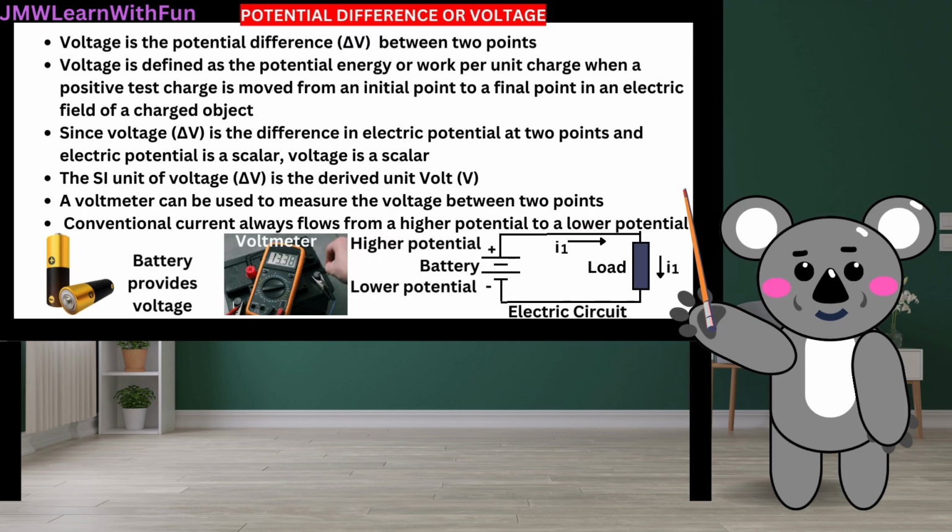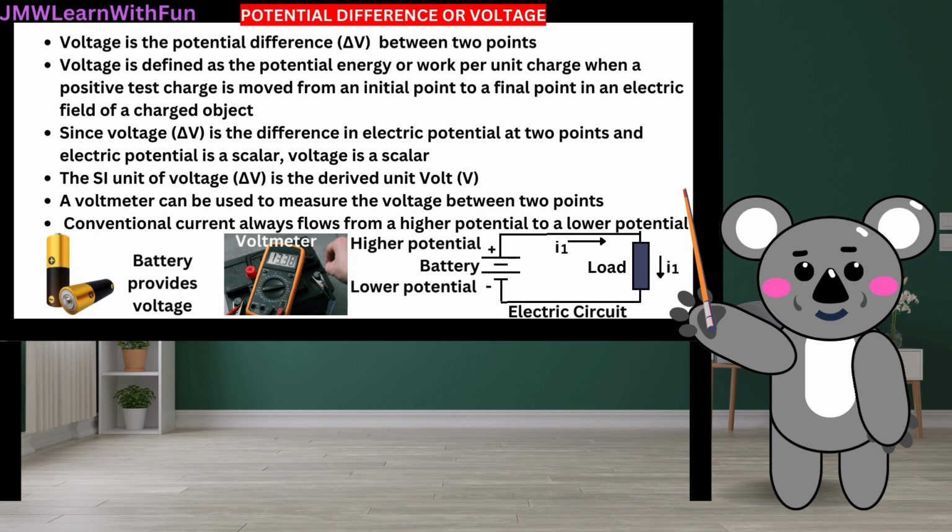Voltage is the potential difference, delta V, between 2 points. Voltage is defined as the potential energy or work per unit charge when a positive test charge is moved from an initial point to a final point in an electric field of a charged object. Since voltage, delta V, is the difference in electric potential at 2 points and electric potential is a scalar, voltage is a scalar. The SI unit of voltage, delta V, is the derived unit volt, V.